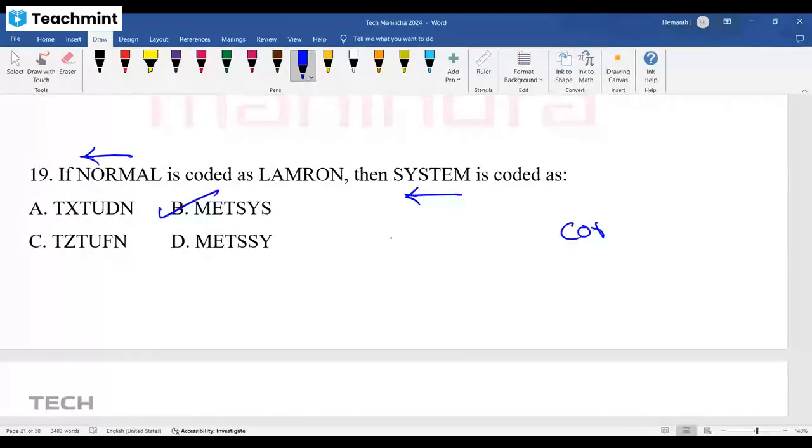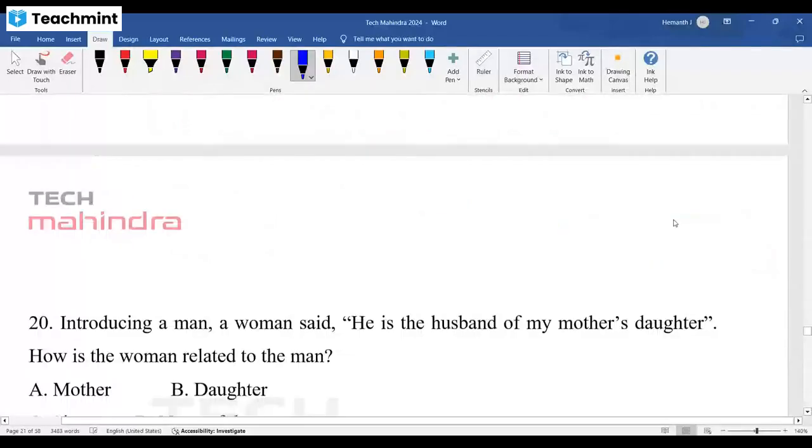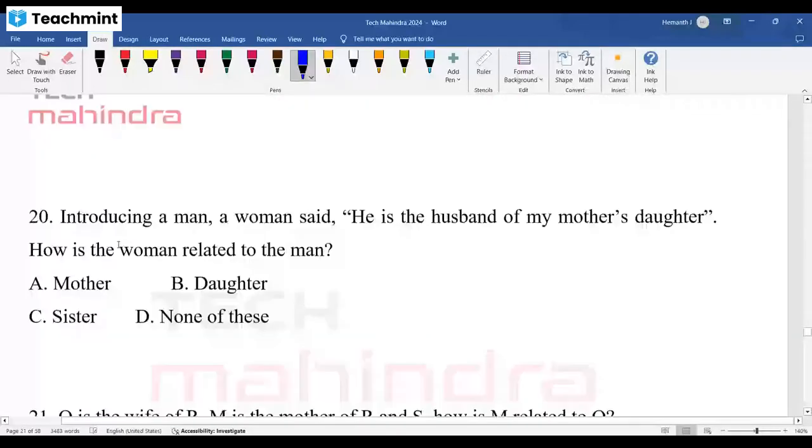Coding and decoding, one question. Odd one out, one question. Logical sequence of words, one question. Directions, 1 or 2. Data sufficiency, 1 or 2. Inequalities, blood relation.